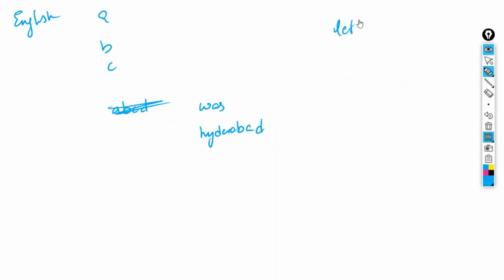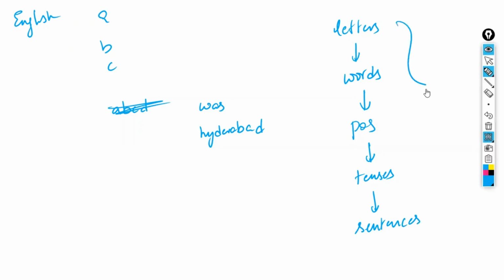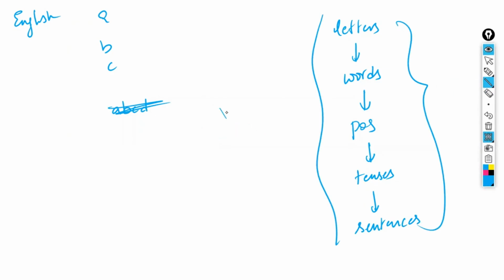Okay, letters. From letters, we have to learn the words. After learning the words, we have to learn the parts of speech. After that, we have to learn the tenses. What are the different types of tenses there? And based on this, the sentence formation will be there. Once we learn all of them, then we are going to apply all of them. That is called your communication skills.